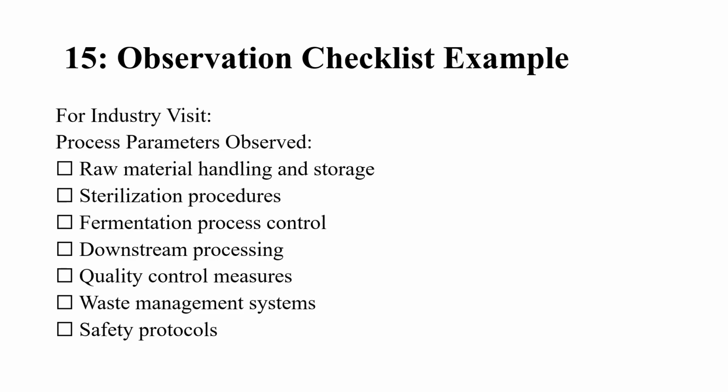This is an example of an observation checklist. Suppose you're visiting an industry and suppose you are planning on looking at some processes. Then these are some parameters which you can keep in mind. Like when you visited that site, did you have an opportunity to see the raw material handling and storage facility, sterilization procedures, fermentation process control, downstream processing, quality control measures, waste management systems, safety protocols.